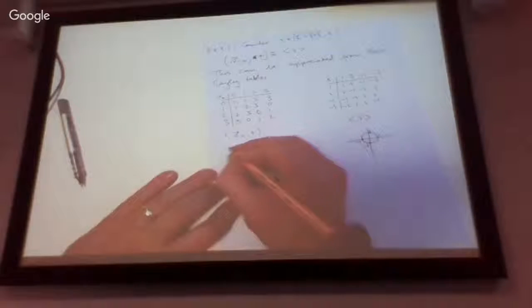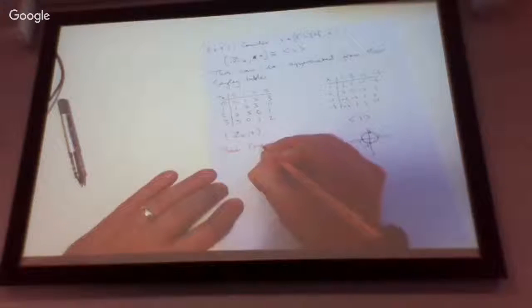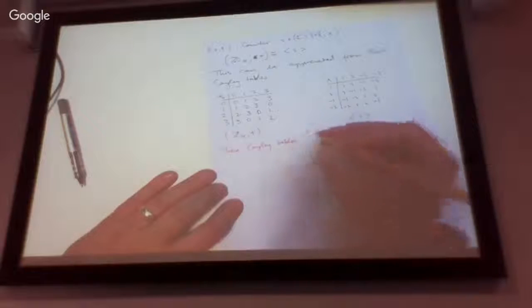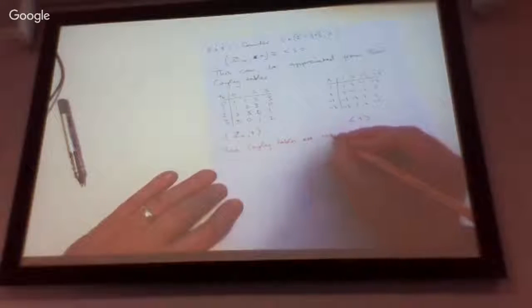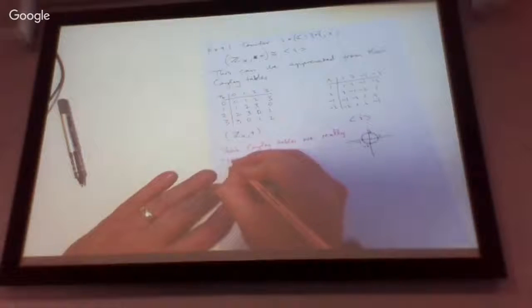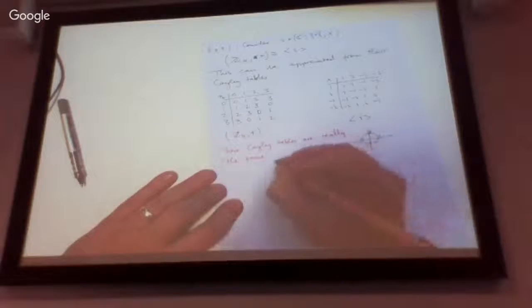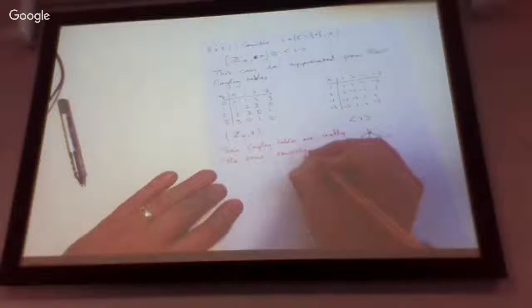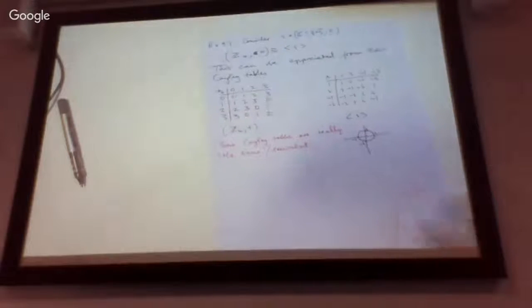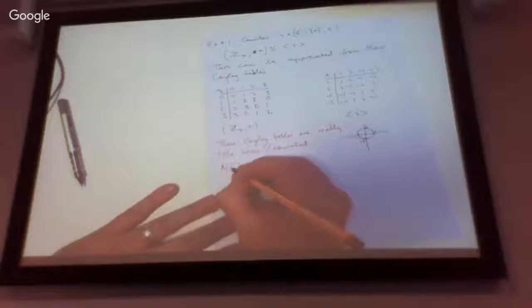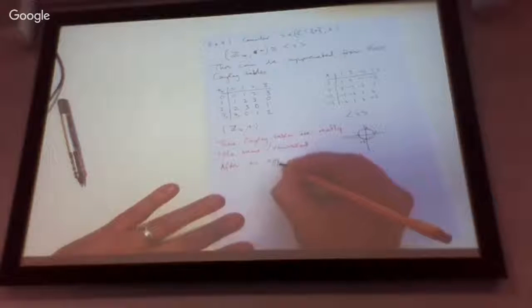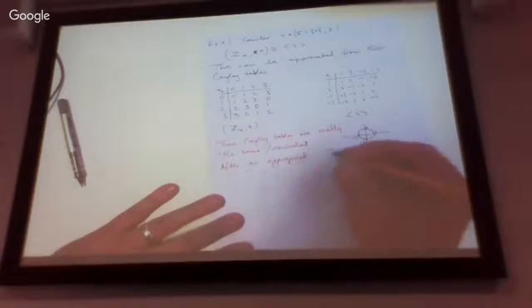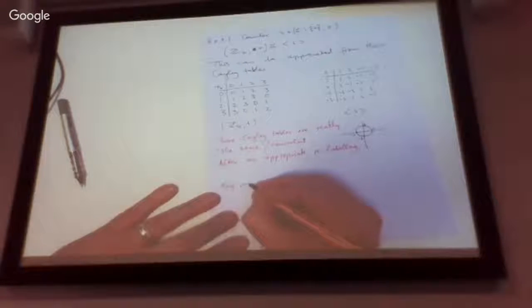So the key observation here is these Cayley tables are really the same, or equivalent. They both have exactly the same structure. After an appropriate relabeling, they are exactly the same.